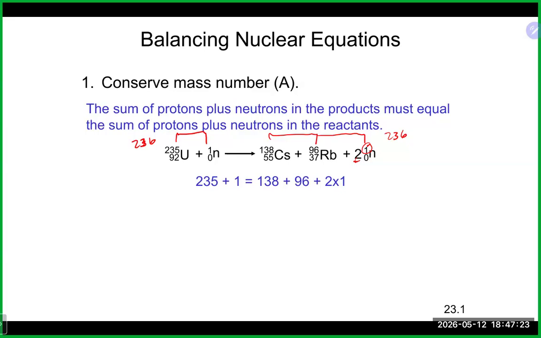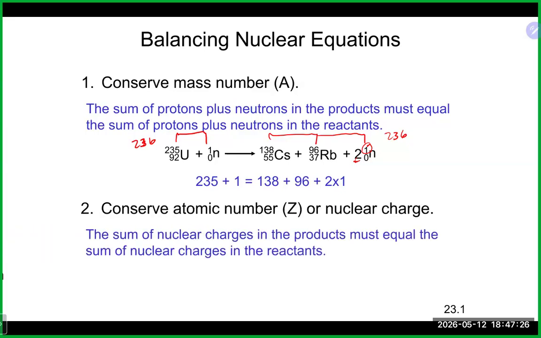And the other way that we balance it is basically we just need to make sure all the atomic numbers on the bottom match each other. So if we look at the atomic numbers here on the bottom, that's 92 and 0, which is 92. That's 55, 37, and 0, also 92. So to balance a nuclear equation, you basically just need to make sure all the mass numbers equal each other on both sides and all the atomic numbers.